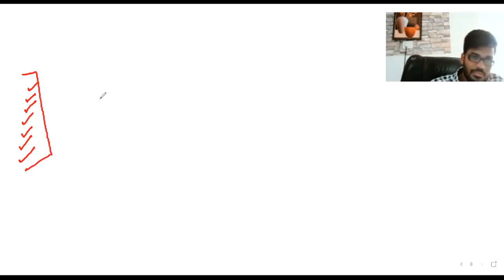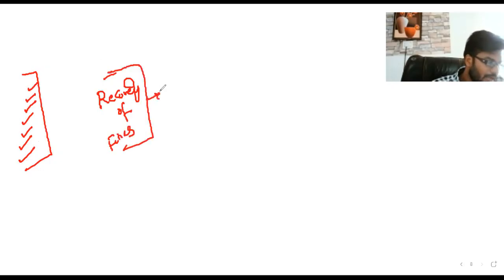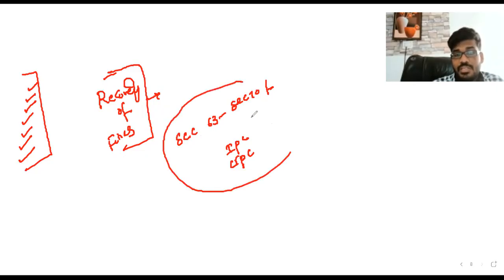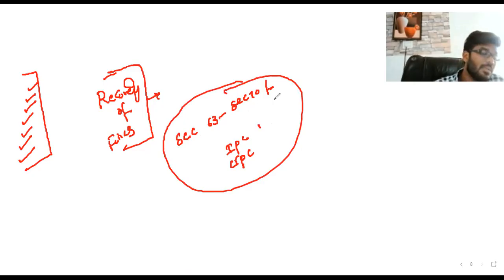Now, recovery of fines. Sections 63 to 70 of the Indian Penal Code or the Criminal Procedure Code, for the time being in force. So for any punishment in India, recovery of the fine amount is governed by sections 63 to 70 of the Indian Penal Code or the Criminal Procedure Code.